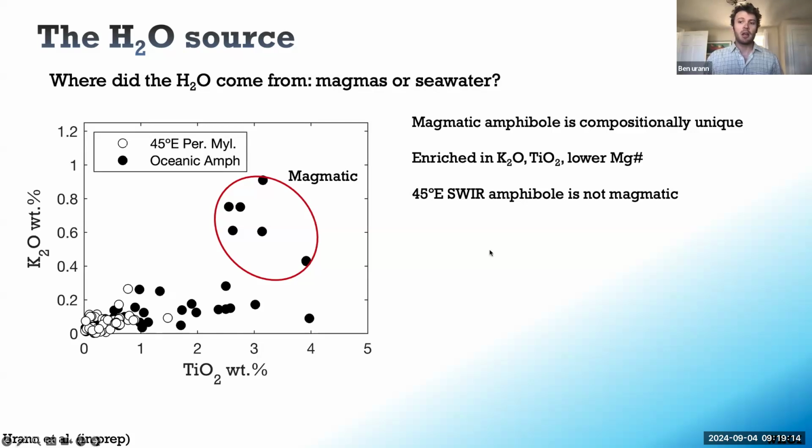And so here I've plotted titanium content versus potassium content for our 45 East mylonites in the white circles here. And they all have quite low potassium and titanium. And again, I have samples that have been metasomatized by melts and generated pargasitic amphibole, and those all typically plot out here. So we can rule out magmatic water for these mylonites.